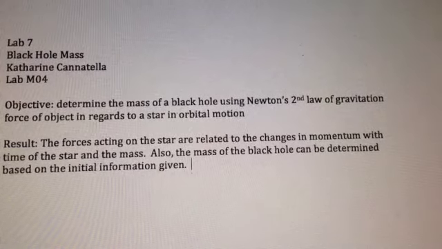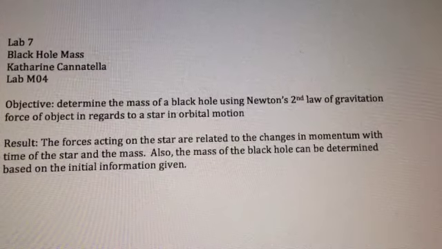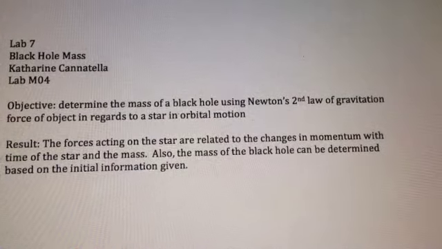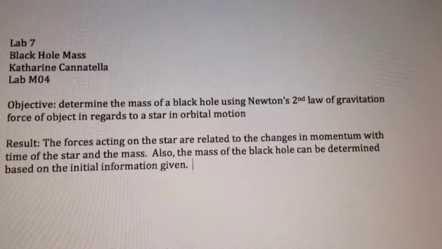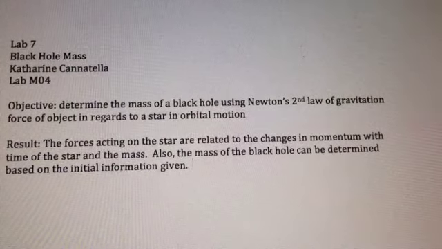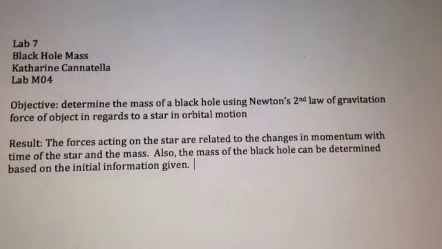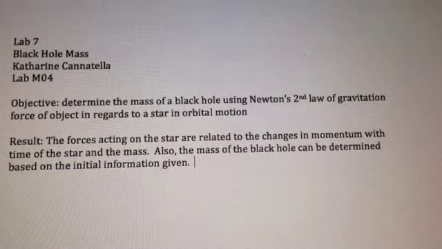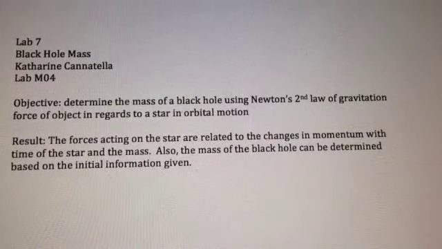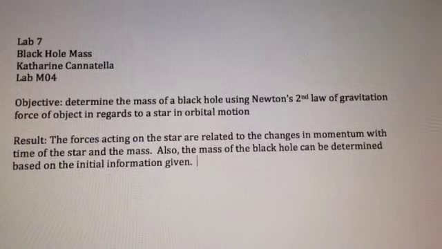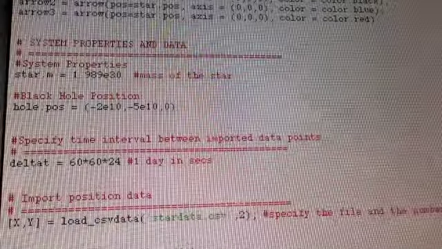The objective of this lab was to determine the mass of a black hole using Newton's second law of gravitational force of an object in regards to a star in orbital motion. The result was that the forces acting on the star were related to the changes in momentum with time of the star and the mass. Also, the mass of the black hole can be determined based on the initial information given.